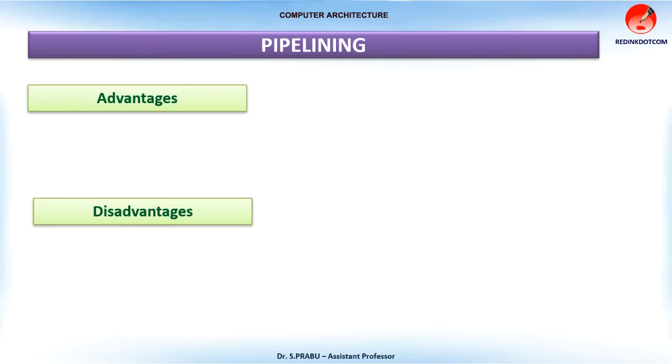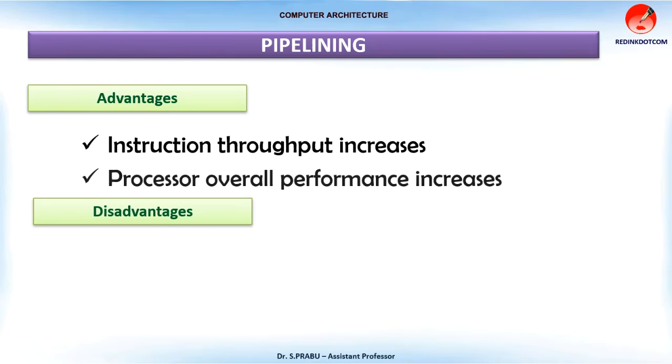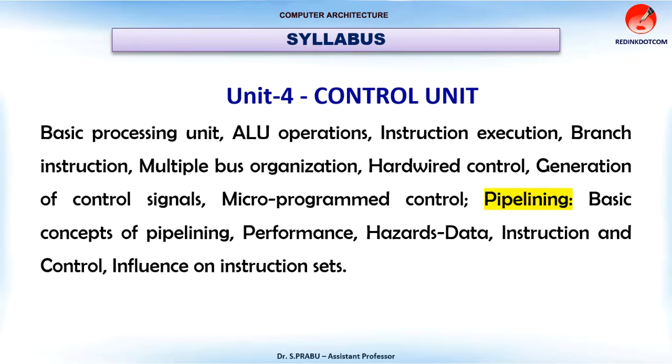The advantage of pipelining is that it increases the throughput, so the overall processor performance is increased. Designing such a parallel processing architecture is somewhat complex. That is one of the disadvantages of pipelining. Another disadvantage is hazard. Let's see what a hazard is in the upcoming slides.